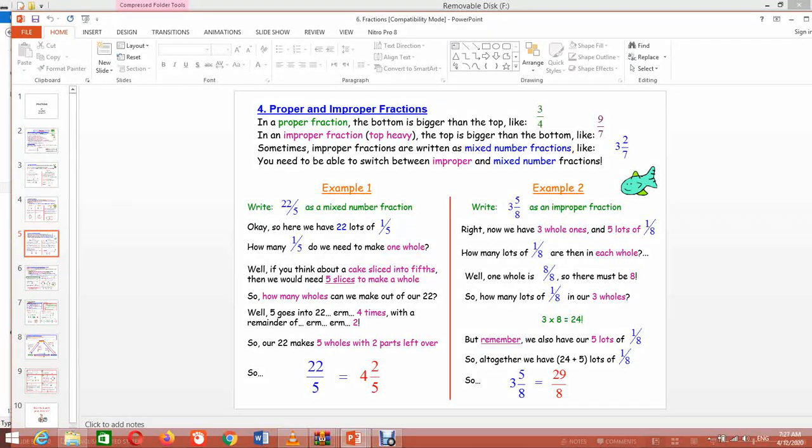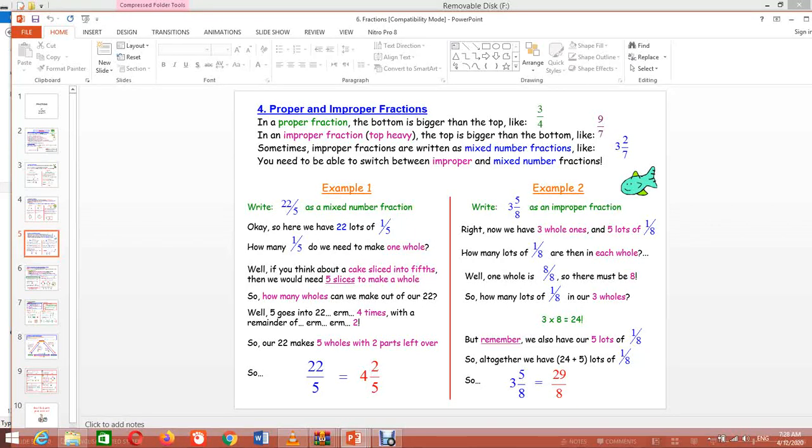Let's look at the example. On this screen, example 1. Write 22 over 5 as a mixed number fraction. So here we have 22 lots of what? 1 over 5. In other words, how many 1 over 5 do we need to make one whole?